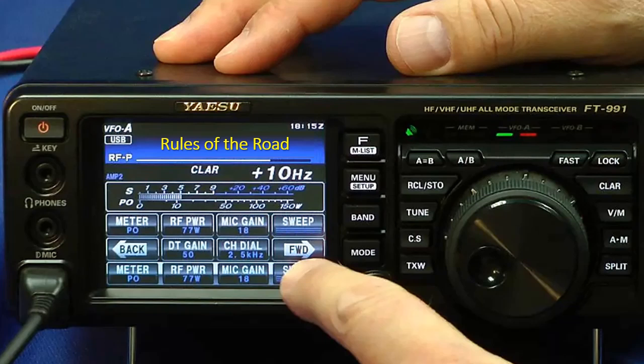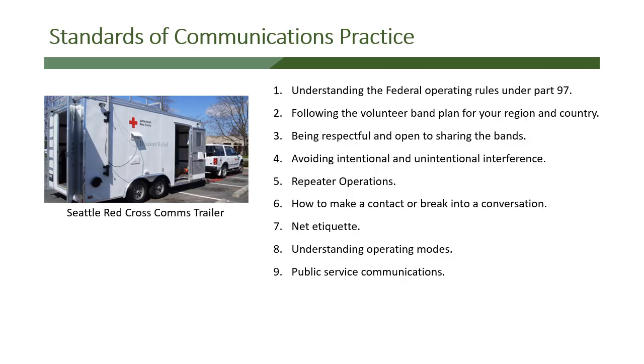So let's talk about the rules of the road. We've had a lot of technical information. Now let's get into some of the rules of the road. Here are some basic standards of communication practice. One, you have to understand the federal operating rules under Part 97. You need to know and follow the volunteer band plan for your region and country. And this is really important: band plans are volunteer basis.